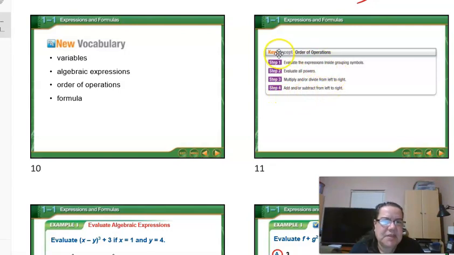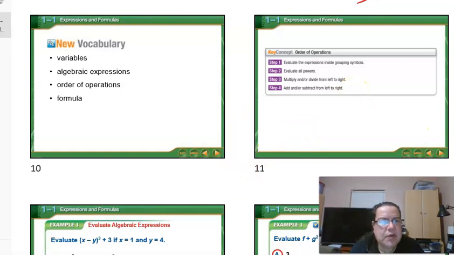Anytime you see something that says key concept, especially here where it's like order of operations, go ahead and make a note of the steps. For example, here, step 1, you need to evaluate the expression inside grouping symbols. So that's the first thing we did. We looked at PEMDAS, obviously the parentheses. Then you evaluate powers. Then you multiply or divide from left to right. And then you add or subtract from left to right, depending on what the problem might be.